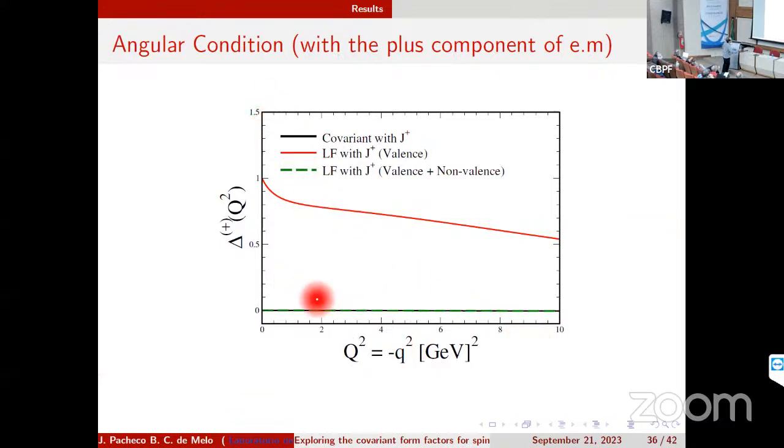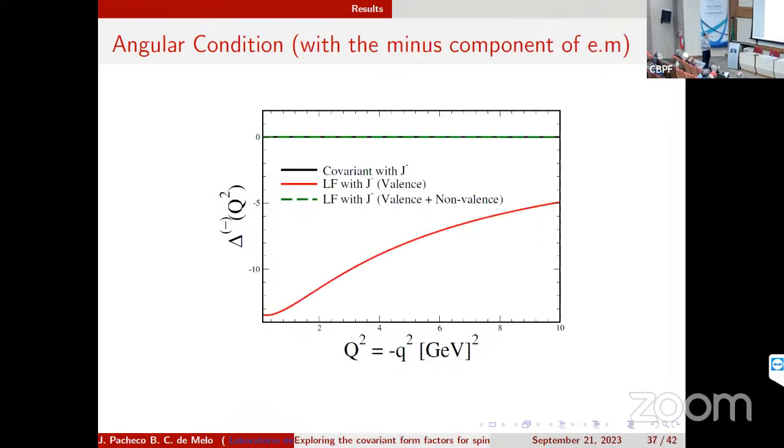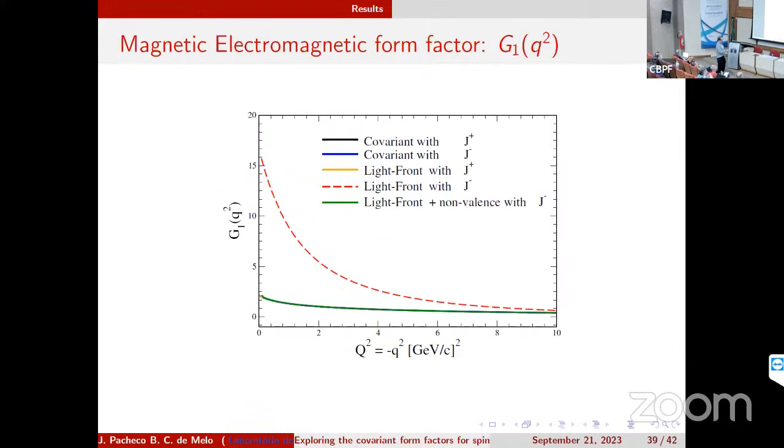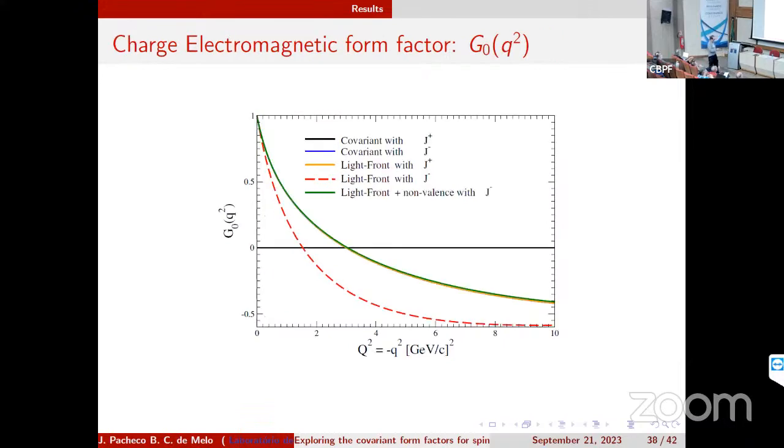Is broken. After I add, it is the green line here. The black, the green is the same. Sorry. It's the plus component. Now, the minus component, broken a lot. This is the covariant calculation, the light front calculation. After adding non-valence plus non-valence, zero modes, I obtain exactly the same. What I have done. Okay.